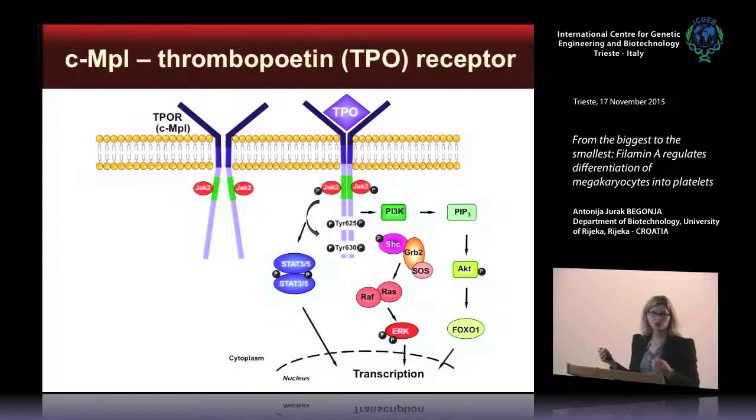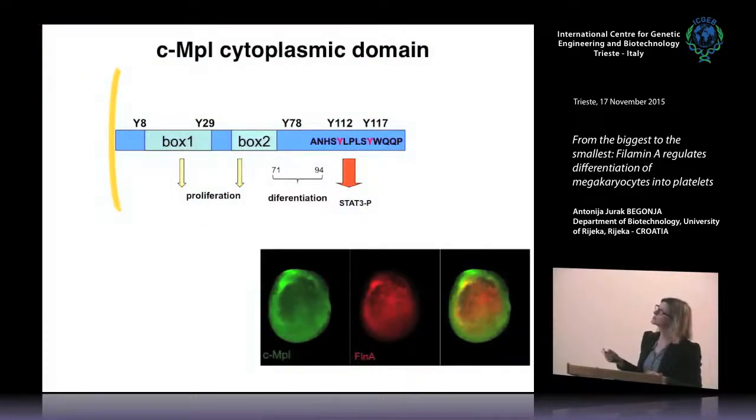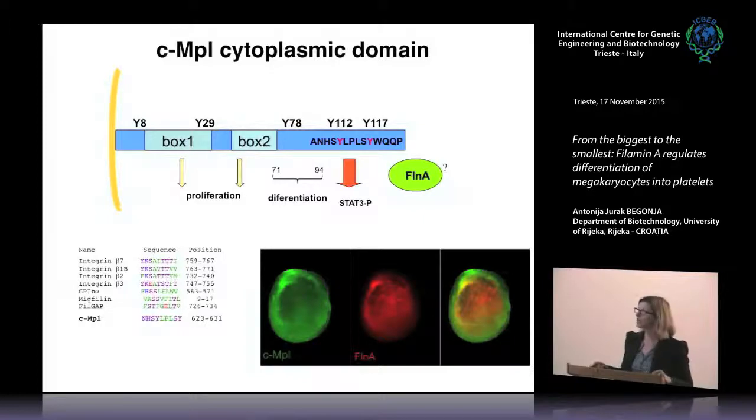But this receptor is not only important for differentiation of megakaryocytes and platelets, it is also important for survival and expansion of hematopoietic stem cells. So if we look closer to the cytoplasmic domain of this receptor, besides this membrane proximal box 1 and box 2 domains that are important for the major part of functioning of this receptor, this last 10 amino acids in the cytoplasmic domain contain sequence that resemble possible binding site for Filamin A that has been found in other known interacting partners of Filamin A.